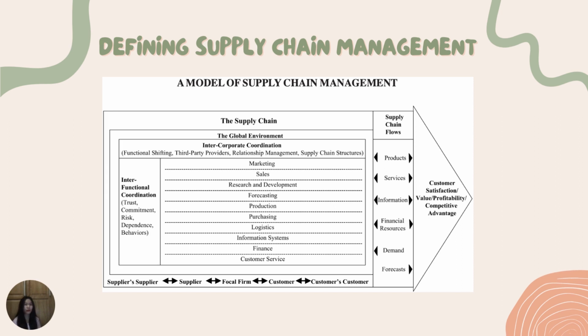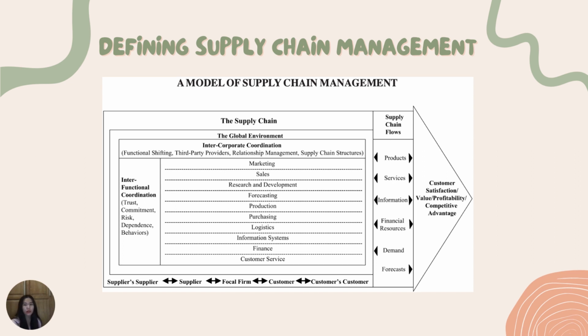Now we move to defining supply chain management. Supply chain management is defined as a system with strategic coordination of the traditional business functions and the tactics across the business functions within a particular company and across businesses within the supply chain for the purpose of improving the long-term performance of the individual companies and the supply chain as a whole.